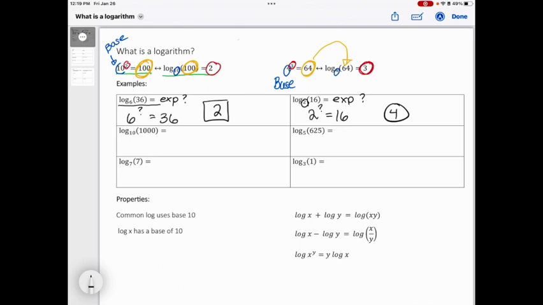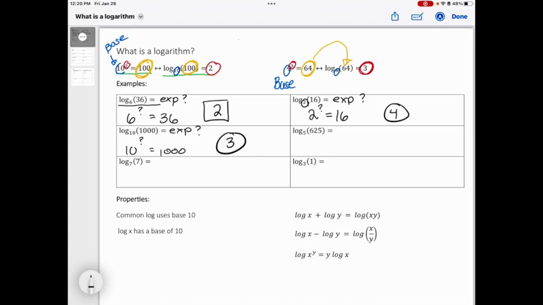Let's look at log base 10 of 1,000 now. So we're looking for the exponent. So my base is 10. So I'm saying 10 to what power is going to be equal to 1,000? Well, when I raise 10 to the 3rd power, that's what gives me 1,000. So in this case, my answer is 3.